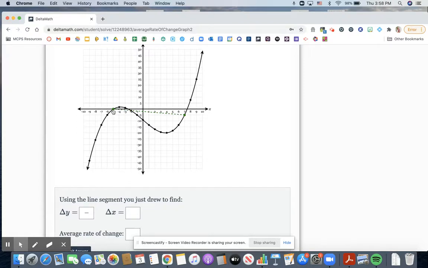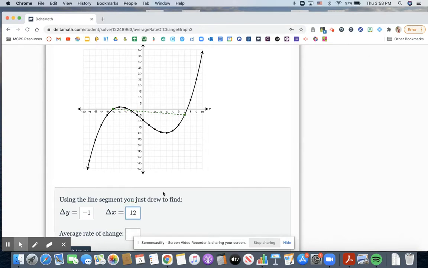So if I start with my point on the left, how much do I need to go down to get to this point? Well, I only need to go down by 1. So my change in y is -1. And then for my change in x, I just need to count horizontally left to right. How far do I need to go to get from the left point to the right point? So that's 1, 2, 3, 4, 5, 6, 7, 8, 9, 10, 11, 12.